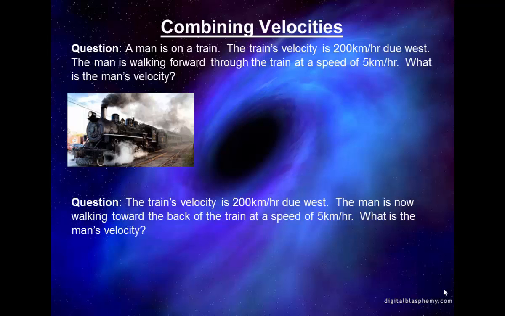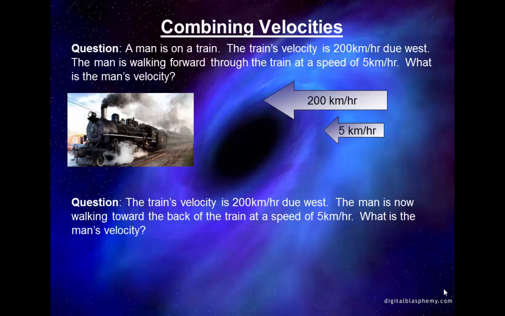Or if you ever walked up an escalator. The escalator is taking you up to the next level at a certain velocity, but if you're also walking up, you combine the two velocities to see what your actual velocity is. So for example, if we have a man on a train, traveling 200 kilometers per hour due west, and he's also walking forward on the train at 5 kilometers per hour, what is the man's total velocity? Boaz?